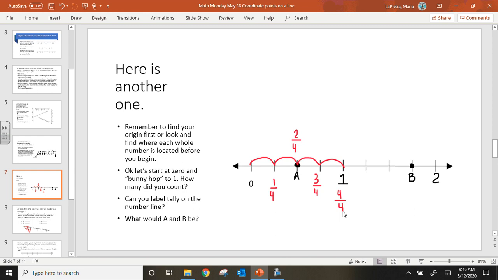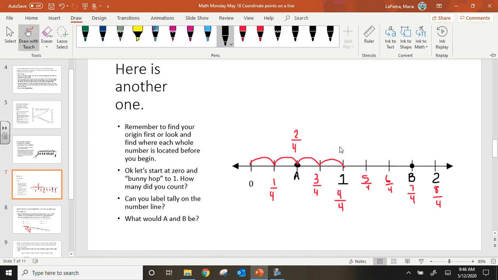Okay, so I can keep going and say 5 over 4, 6 over 4, 7 over 4, 8 over 4. And we know that 8 over 4 equals 2, so that would be okay. Or you can also say there's 4 bunny hops from 1 to 2.